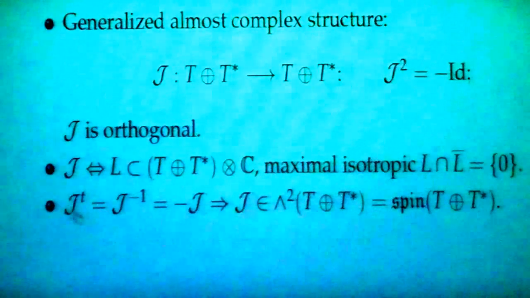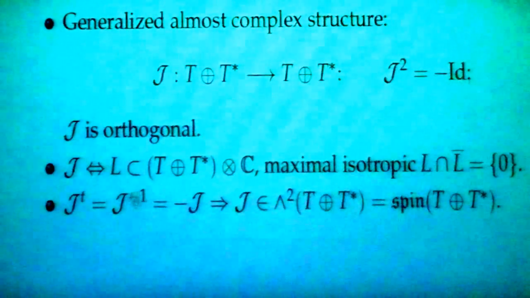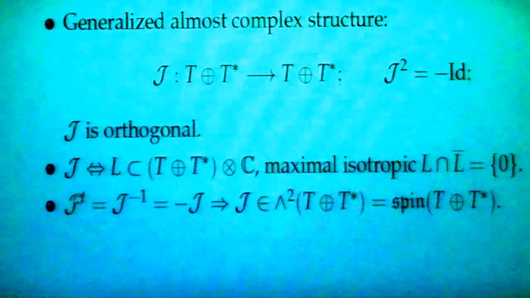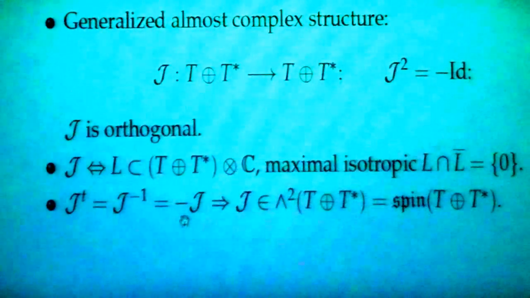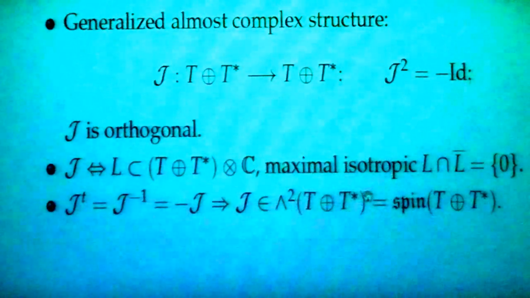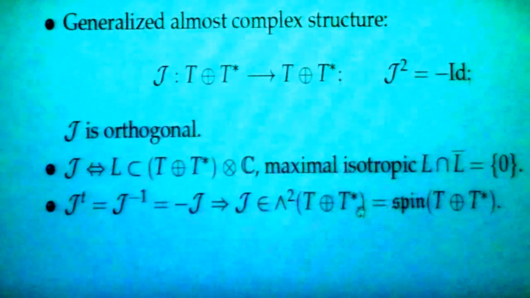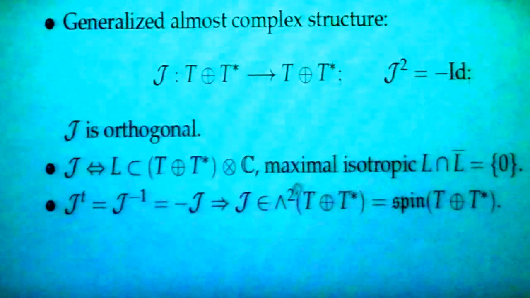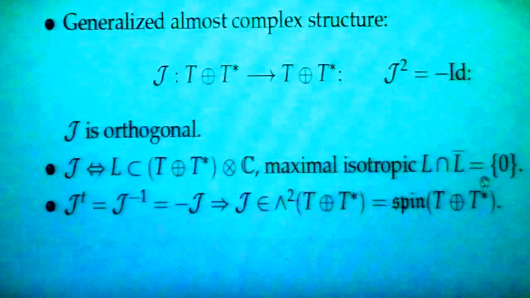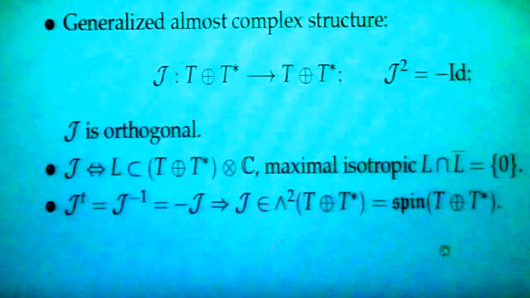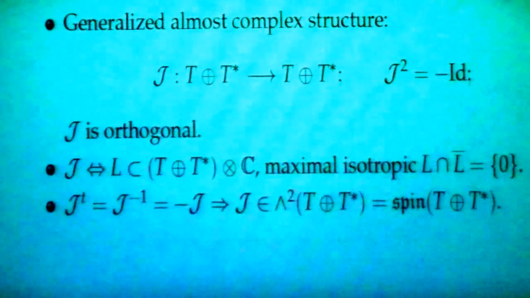Again, J is orthogonal, so the transpose is equal to the inverse, but J is a complex structure, so the inverse is just minus J. So you see that J is equal to J transpose is equal to minus J, so it's a skew-symmetric operator if you think of it that way. So it's actually something in wedge 2 of T plus T star, and wedge 2 of T plus T star, if you have in mind that identification of the Clifford algebra, this is just the Lie algebra of the spinors. The algebra of the orthogonal transformations of T plus T star. So it acts on spinors. It's in the algebra of the spin group. It acts on spinors accordingly.